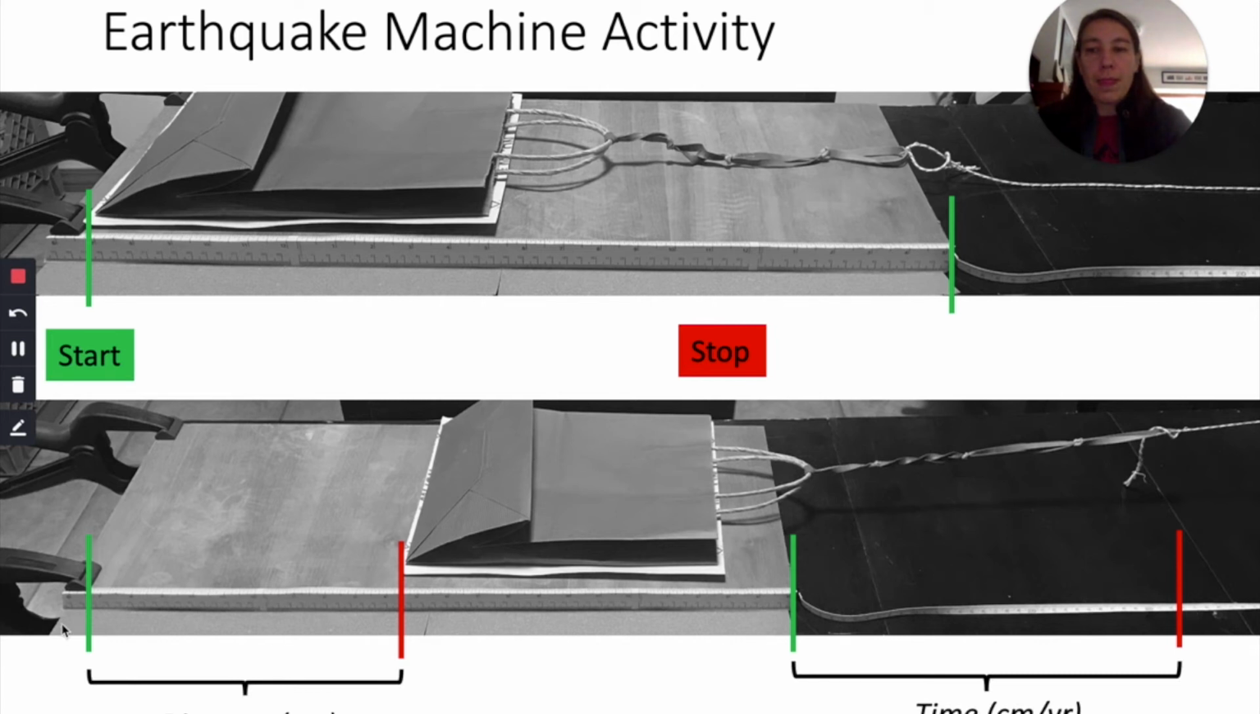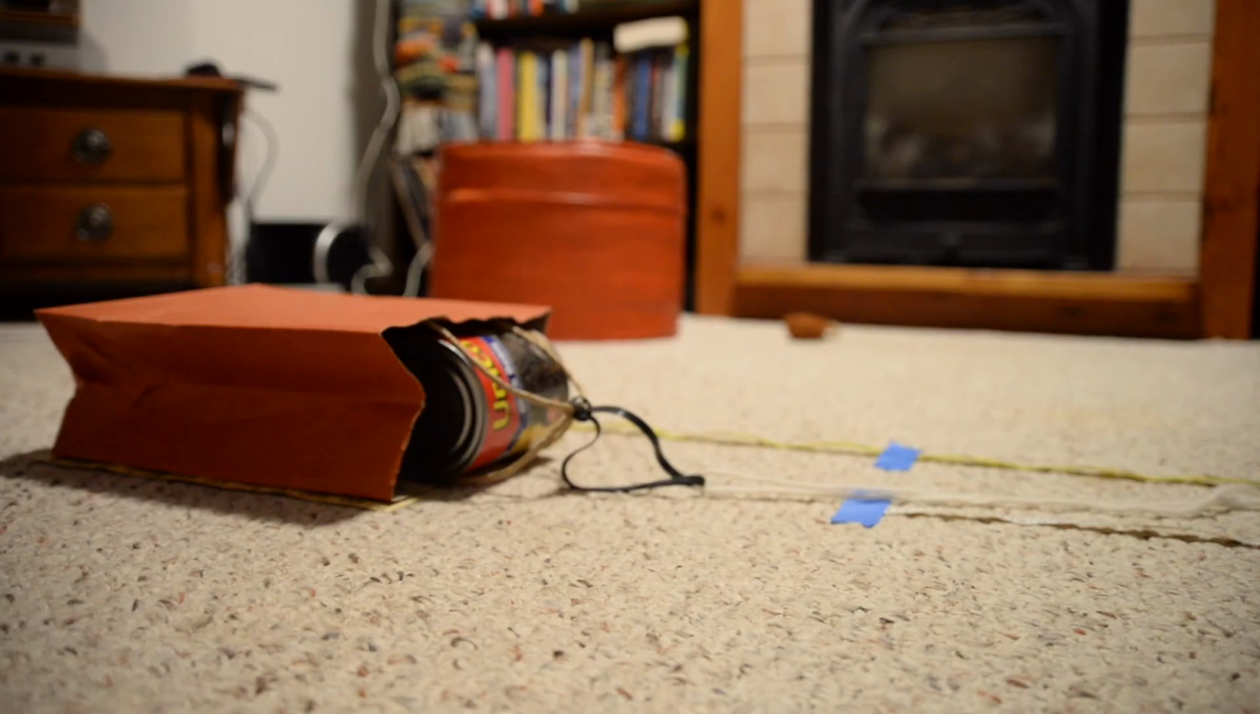So the distance that the plate moved, you'll record as centimeters, representing the distance of plate movement, and the other part you'll record as time. Remember, you're representing this pulling as 1 centimeter per year. So if this moved 20 centimeters, that would represent 20 years.